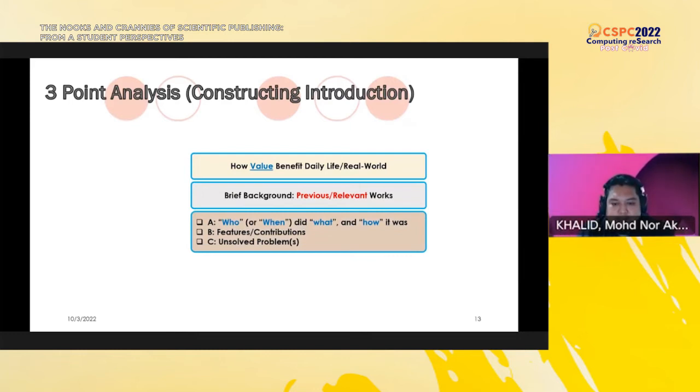And then from this brief background, you can do either one of these or all of it. For example, who or when did what, and how it was done. Let's say certain people, in a certain year, did propose or design a certain method, and they achieved something. So you can focus on certain features and contributions, but you can identify what the unsolved problems are by looking at the future work.